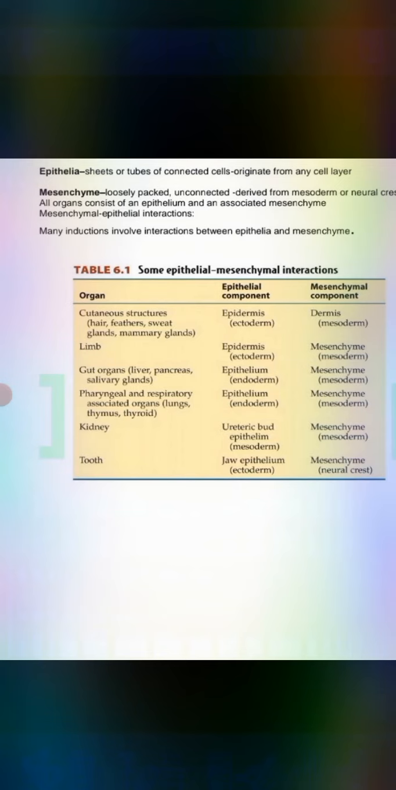So every organ is formed by an interaction between epithelial and mesenchymal components. Epithelial and mesenchymal interaction is necessary for organs to be formed.